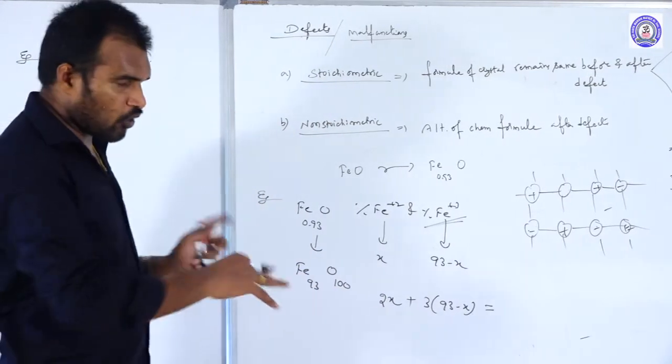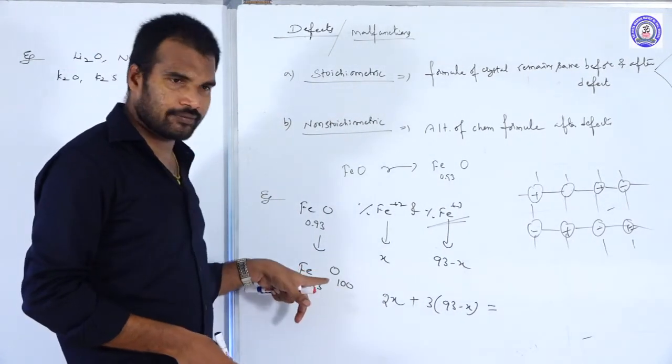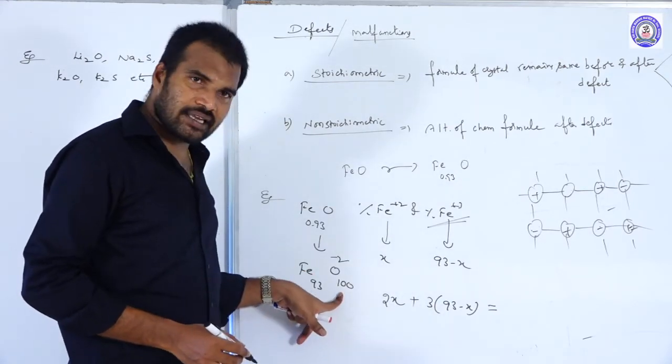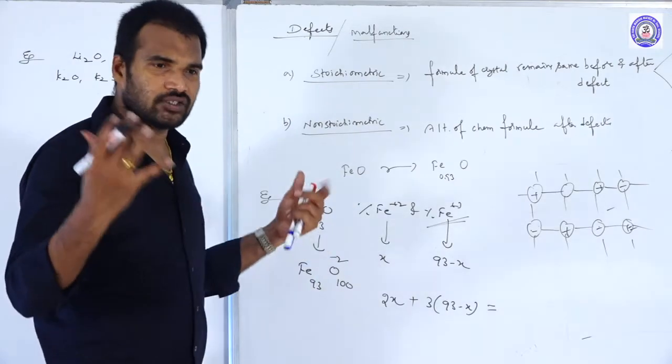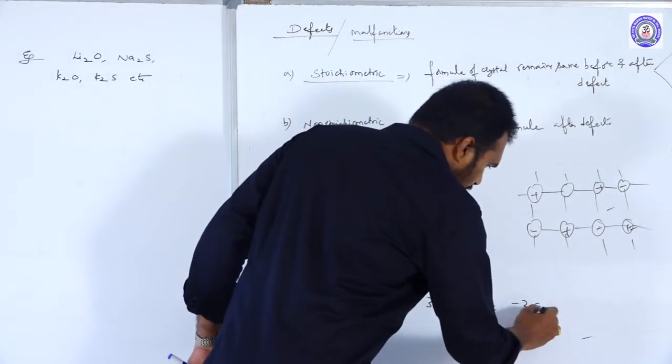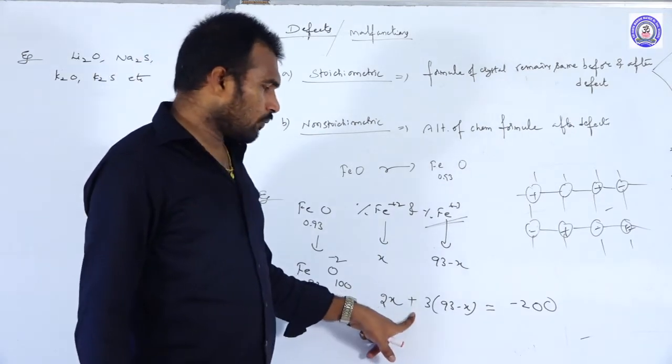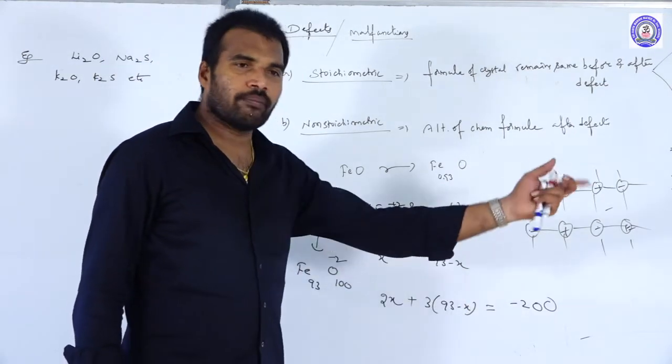This is equal to the magnitude of negative charge. Now come to the anions. What is the anion here? Oxide, which has minus 2 charge. How many oxygens are there? 100. 100 into minus 2 is minus 200. Clear? 2X plus 3 into (93 minus X) is equal to 200.